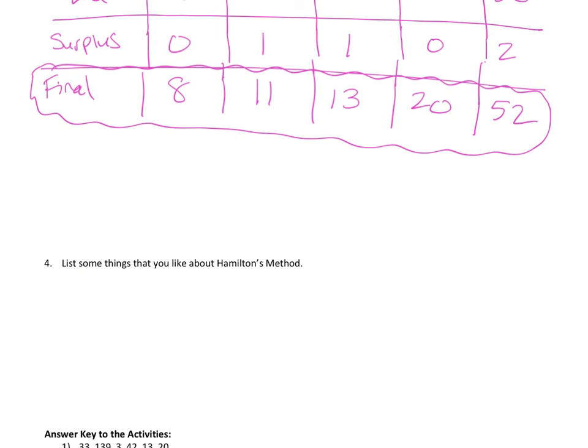Okay, the last question here lists some things that you like about Hamilton's method. There's no right or wrong answer here. Many things are possible. Things that I've heard in the past are that it's pretty simple to understand. It feels fair. And it's pretty quick to calculate who should get what. But again, there are lots of answers here.